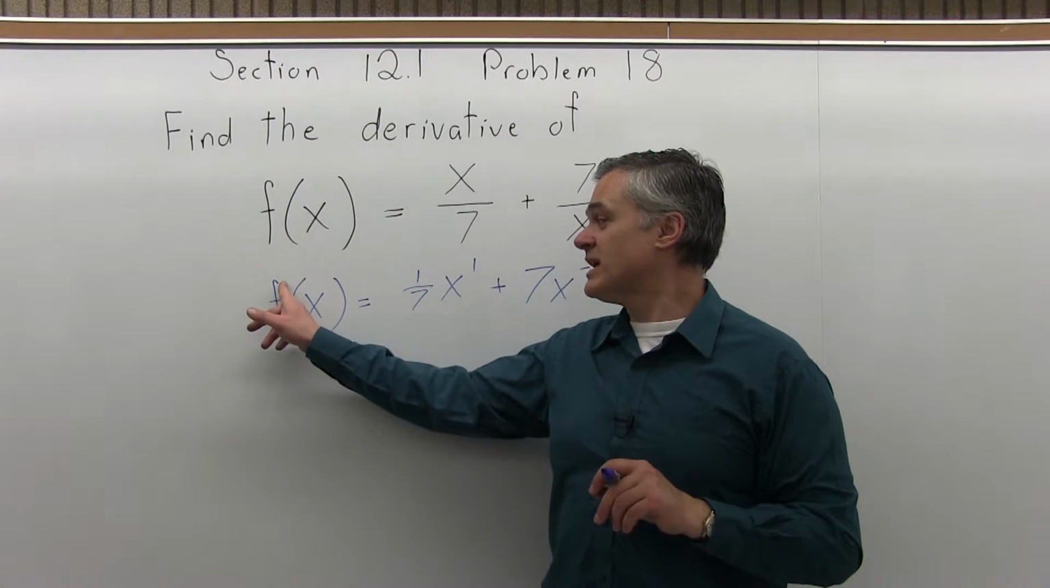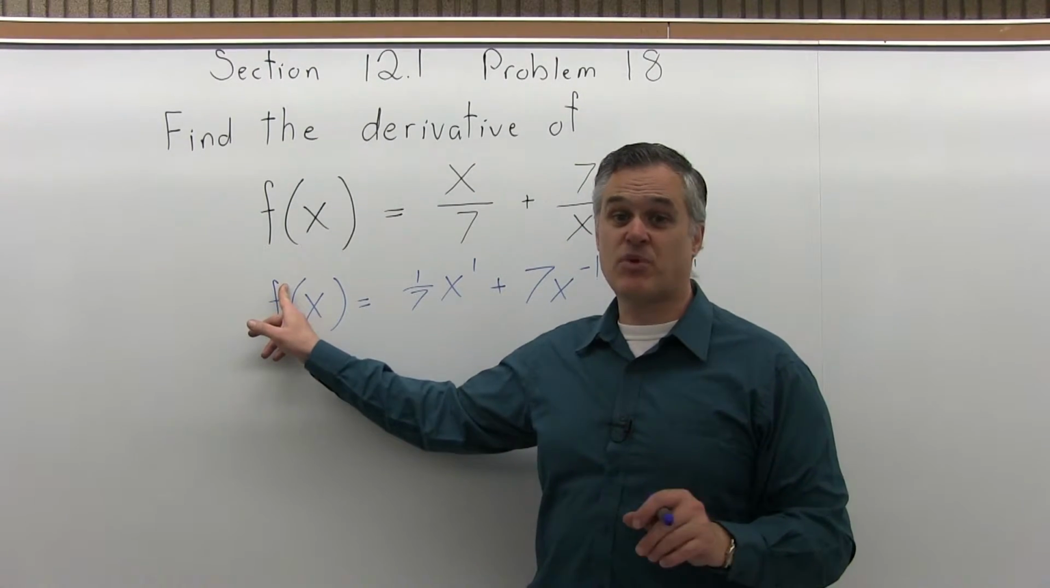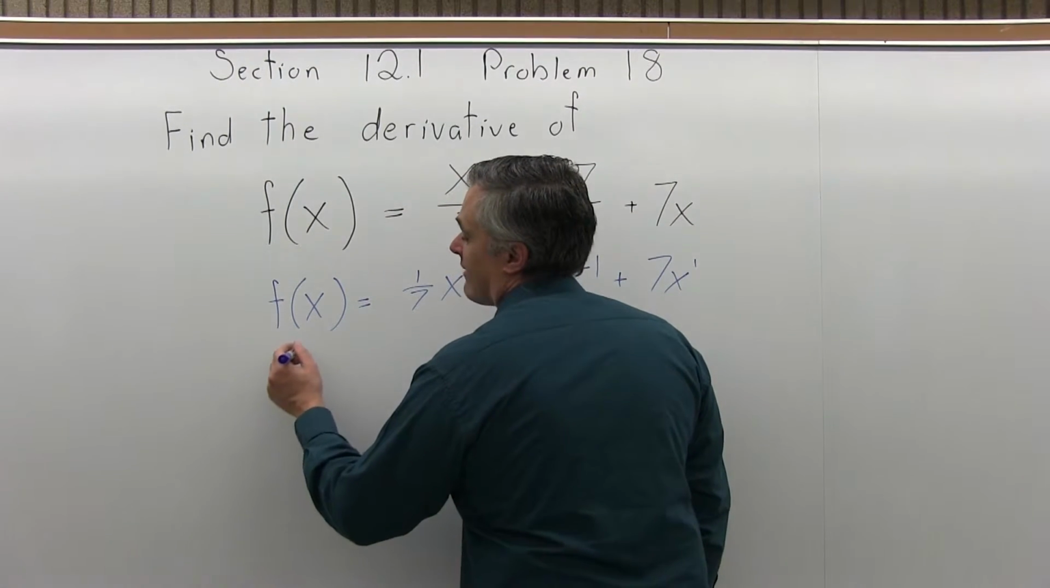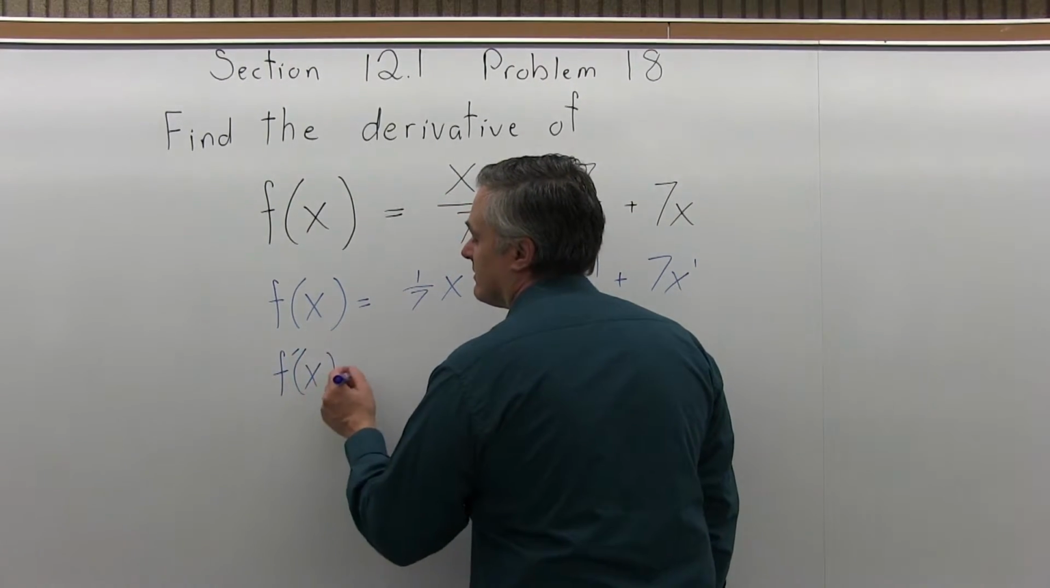Notice it wasn't the derivative yet. This is just f of x. It's not f prime yet. It's still just f of x. Now I can make an f prime. F prime of x, the derivative.